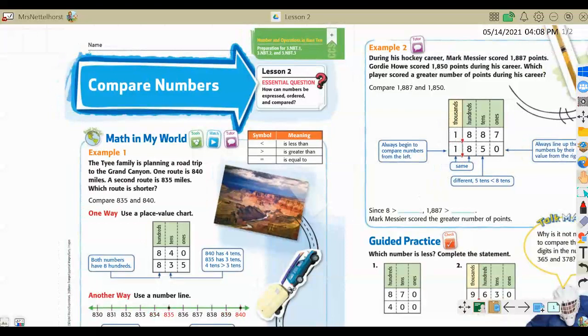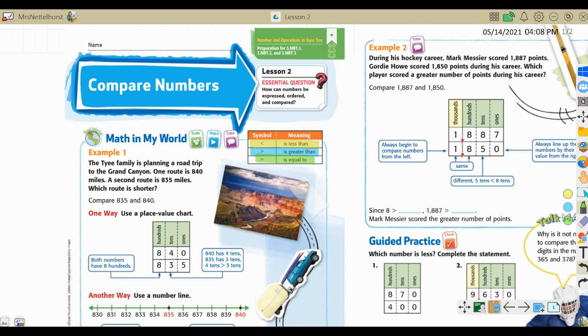You can see here we have a chart that shows what the symbols are that we will be using. I'm going to show you an easy way to remember them, but here it is for you to refer to. This sign says is less than, this sign says is greater than, and this sign says is equal to. So let's look at example 1.